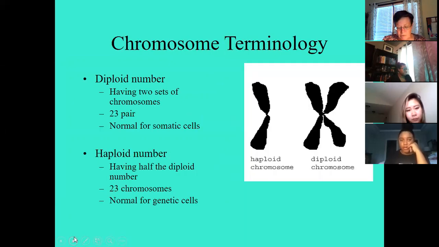So there are some terms we want to mention. First, the diploid number and the haploid number. I think we've already mentioned this, but the diploid number basically means that a cell has 2 sets of chromosomes, or 23 pairs. That is normal for all somatic cells. All somatic cells should have 23 pairs of chromosomes.